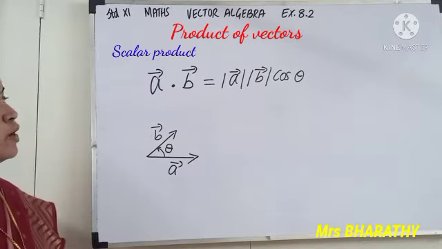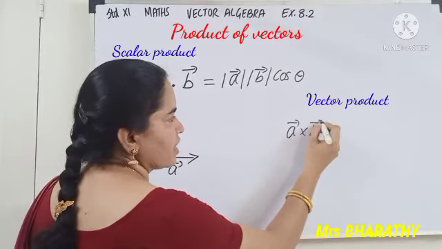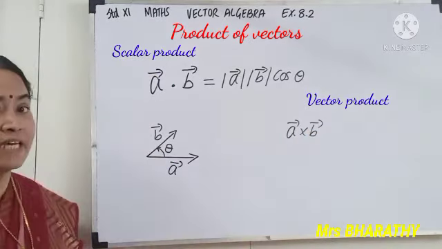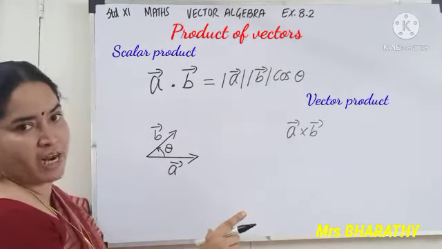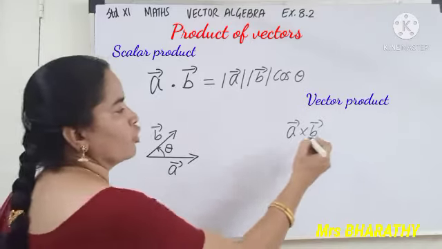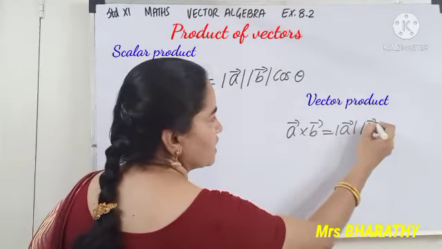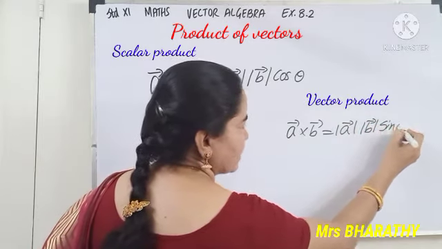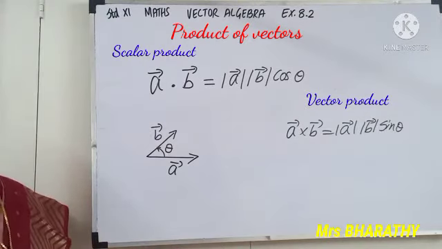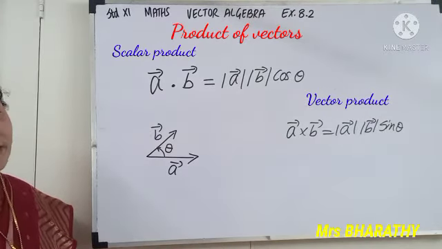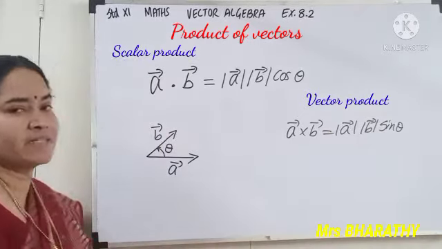What is the other one? We call A cross B vector. A, we never call it as into, we read it as cross. So A cross B vector. What is the formula for this? Again it is modulus of A, modulus of B, sine theta, and because it is a vector product, my answer should be a vector.